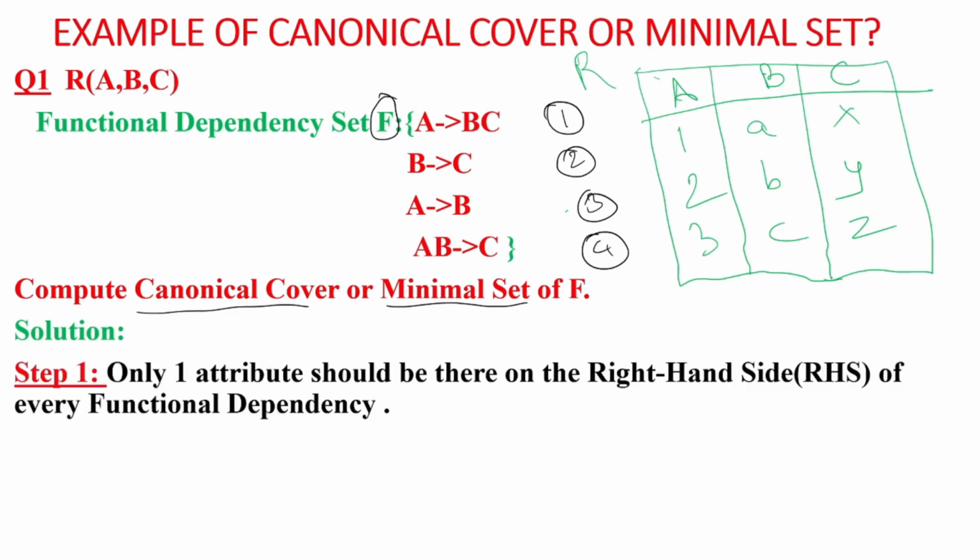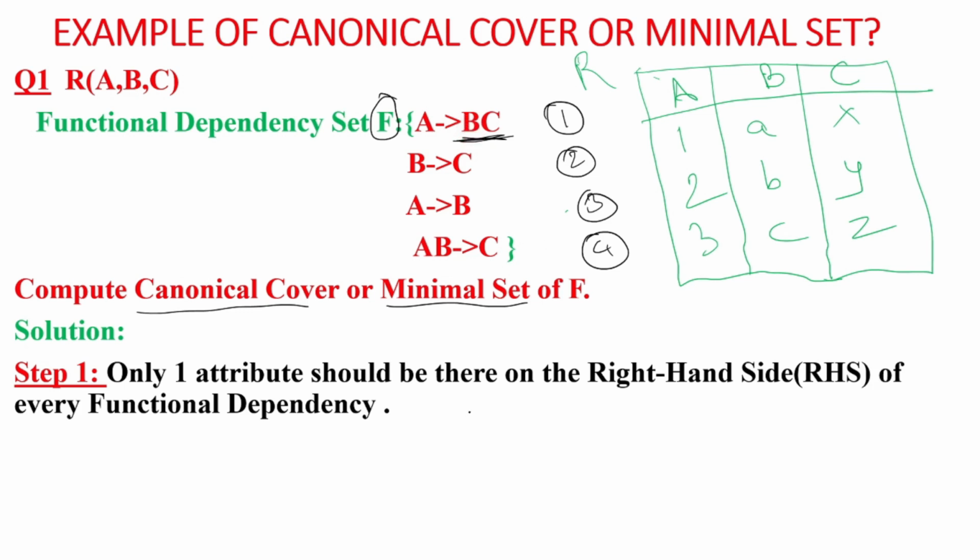First step, only one attribute should be there on the right hand side of every functional dependency. In the first functional dependency, how many attributes are there on the right hand side? 2, B and C. We have to change this. We have to make sure we have only one attribute on the right hand side. In the second FD, only one is there, that is C. In the third FD also only one attribute is there, that is B. And in the fourth FD also only one attribute, that is C. These 3 FDs we can write as it is. Only the first FD we have to split.